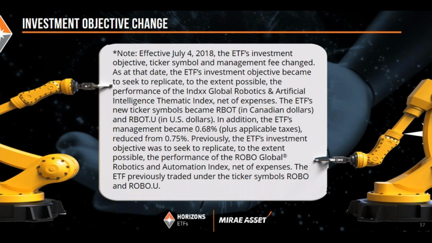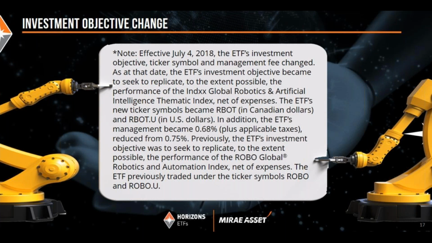And we changed the investment objective. It's important to note that in July we changed the underlying index. We initially launched this product under the ticker symbol ROBO. This is the same ETF as ROBO in Canada. We now follow the Global Robotics and Artificial Intelligence Index, which is followed by the BOTZ ETF, the largest artificial intelligence and robotics ETF in the world.